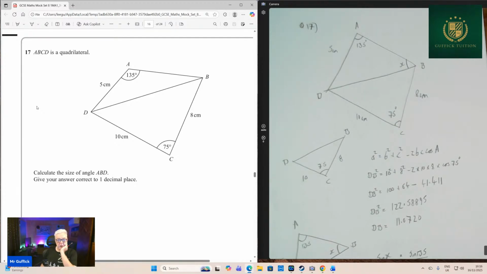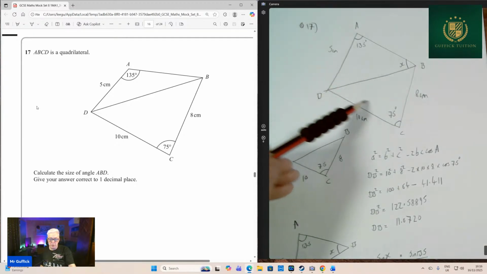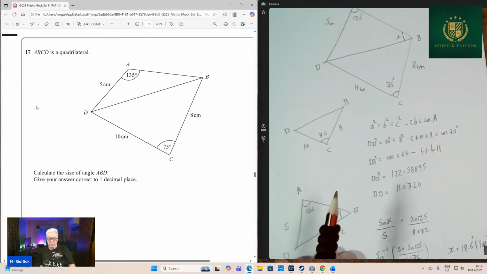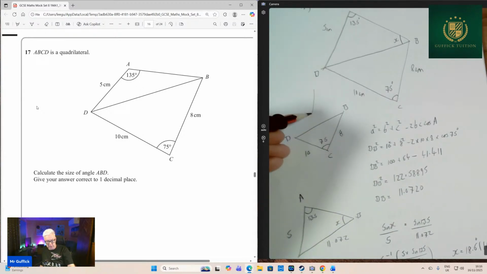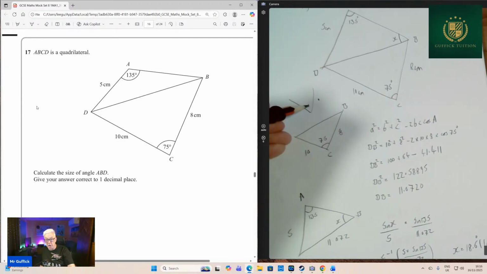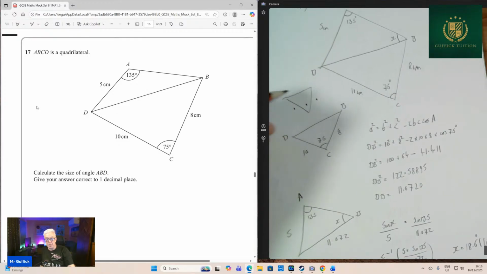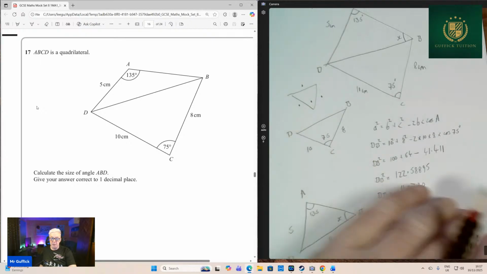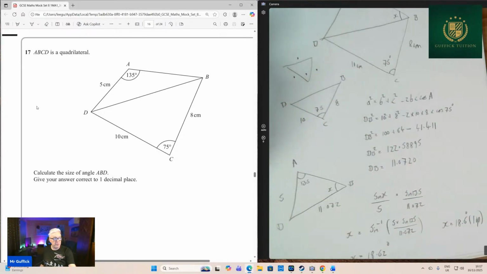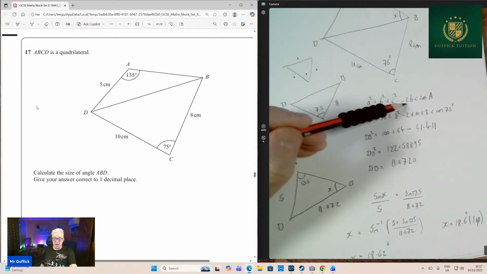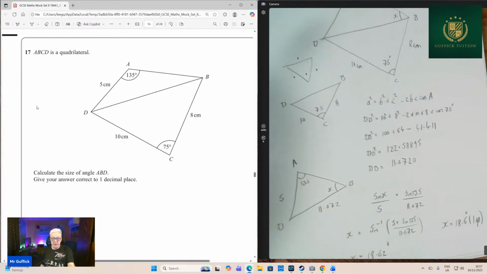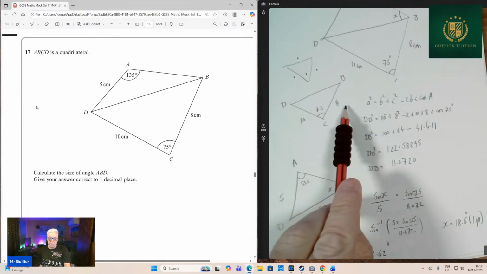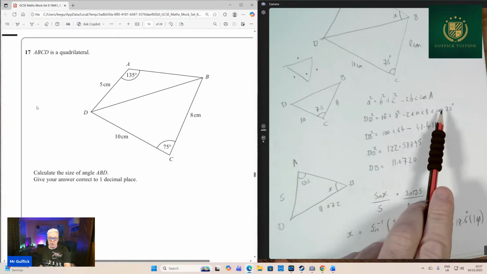Let's have a look and see what we've got. Looking at the triangle at the bottom, I've got a pattern there which I recognize as being one of the types of the cosine rule. Whenever you know two sides and the angle in between, you can use the cosine rule to find the third side. So I'm going to write down that a squared is b squared add c squared minus 2bc cos A. Therefore this side, DB squared, is going to be 10 squared add 8 squared minus 2 times 10 times 8 times cos of 75.